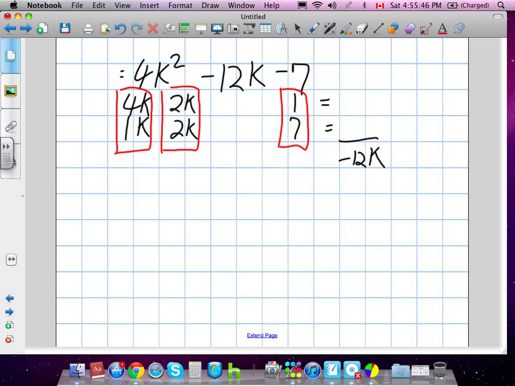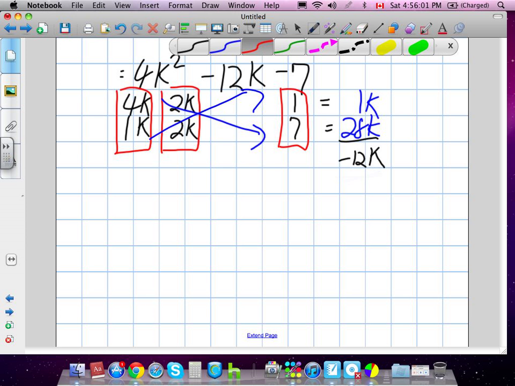We'll practice this out. 4k times 1 would give us 4k. 1k times 7 would give 7k. This does not combine to make 12. Our other option is going across 1 by 1 and 4 by 7. Well, that gives us 28k and 1k. Definitely not going to work. So we know this first bracket is not an option.